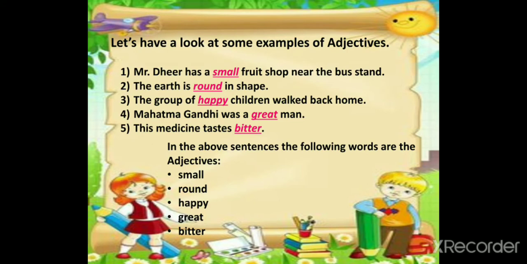Let's have a look at some examples of adjectives. Mr. Dheer has a small fruit shop near the bus stand. The earth is round in shape. The group of happy children walked back home. Mahatma Gandhi was a great man. This medicine tastes bitter. In the above sentences, the following words are the adjectives: small, round, happy, great, bitter.